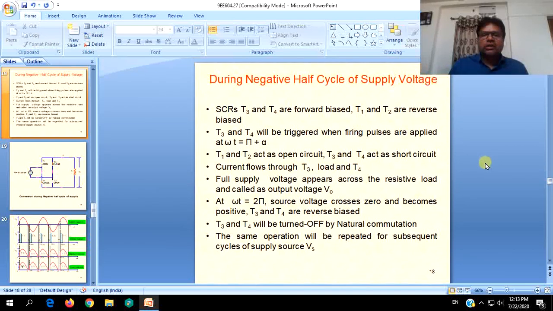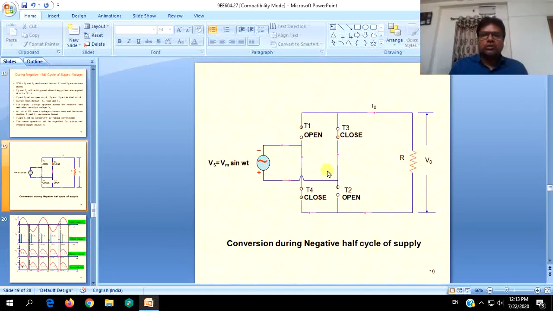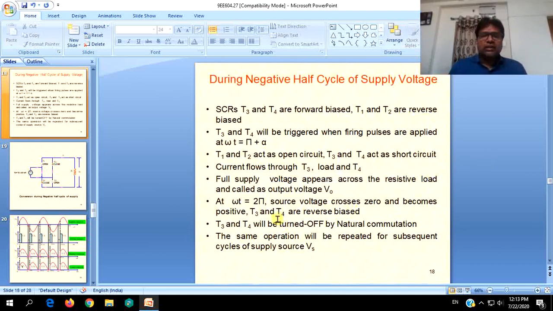Now T1 and T2 will be acting as open circuit. They will not conduct, they will be blocking the voltage, whereas T3 and T4 are now short circuited. Current flows via this terminal from T3 in the same direction as the previous one through the load, through T4 back to the source. That is how it works in the negative half cycle. Full supply voltage appears across the resistive load and is called the output voltage.